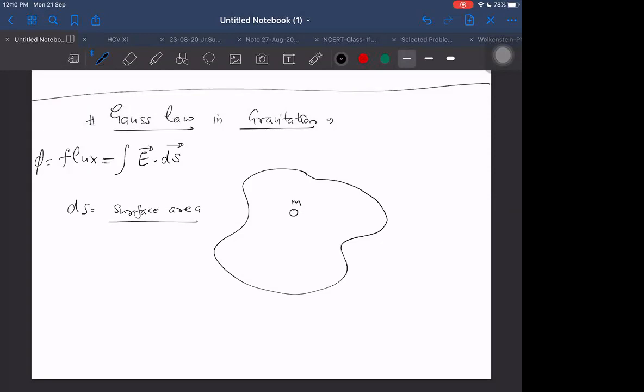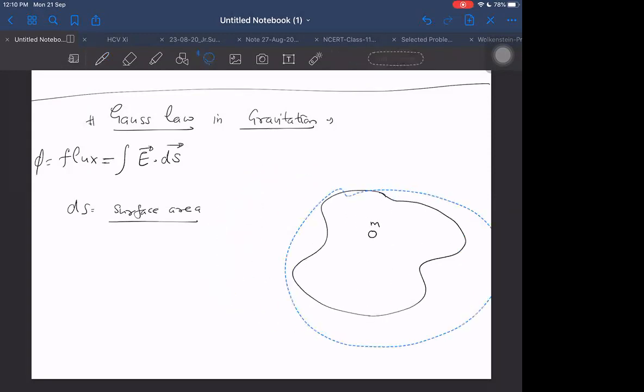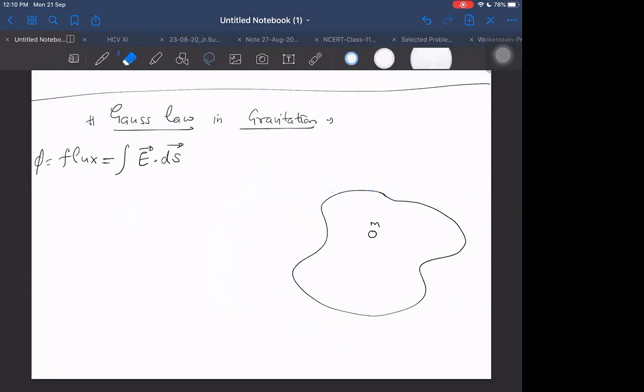First of all, how to find out the flux? We can find out flux by taking E dot ds. If I have a point mass here and I want to find out the flux passing through a small cone coming out of it.